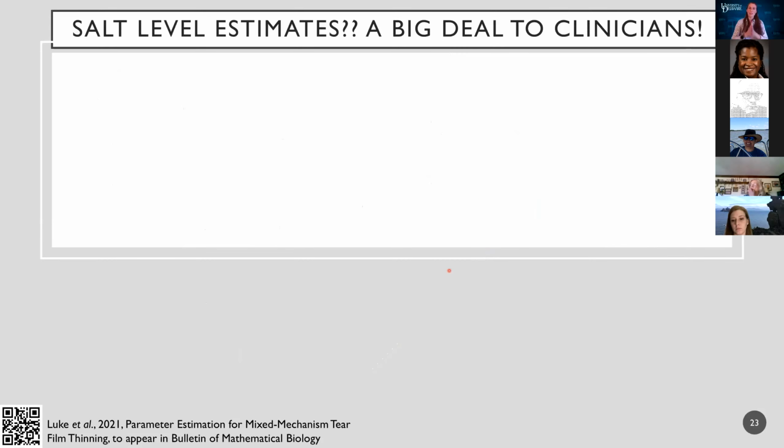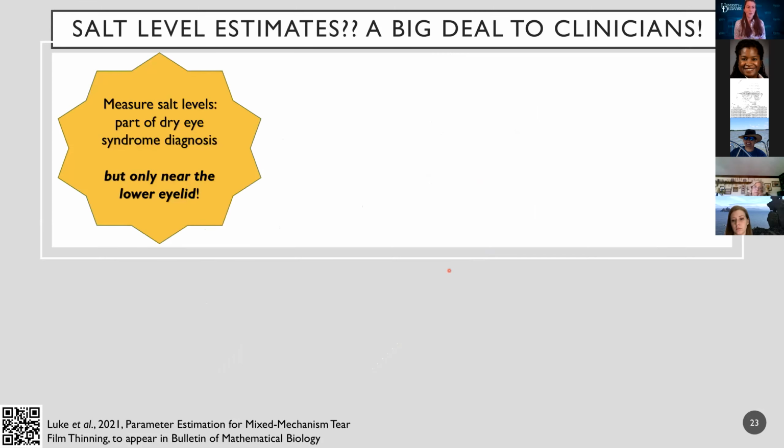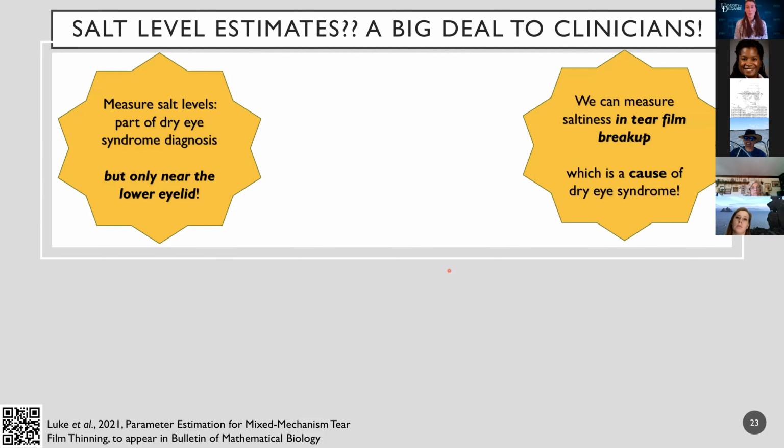And then something that I'm going to return to: we talked about wanting to know something about the saltiness of the tear film. Well, this is a really big deal to clinicians. Why is that? Because measuring the salt level in the eye is part of how they diagnose dry eye syndrome. Currently, they can only do it near the lower eyelid. But we can measure it in tear film breakup. And tear film breakup leads to dry eye syndrome. So you'd think you'd want to be able to measure this in tear film breakup. Right? So this is a big deal.